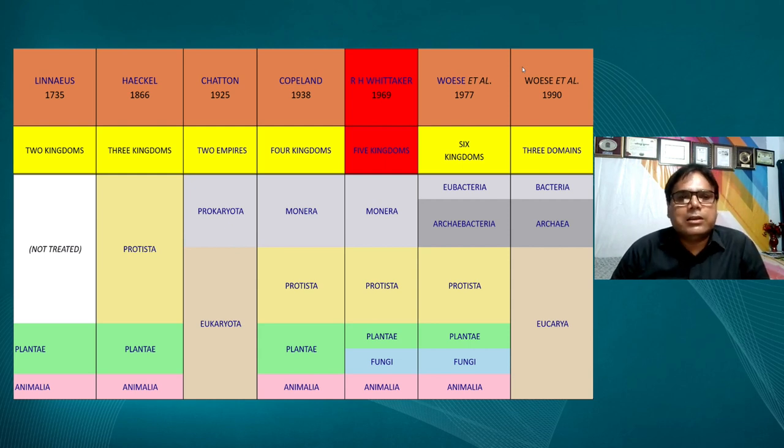There is Linnaeus, there is Haeckel, there is Chatton, there is Copeland, there is R.H. Whittaker, who is responsible for proposing the five kingdom system of classification, and Carl Woese, who modified the five kingdom system of classification. So now you will be able to see that many scientists contributed to classification.